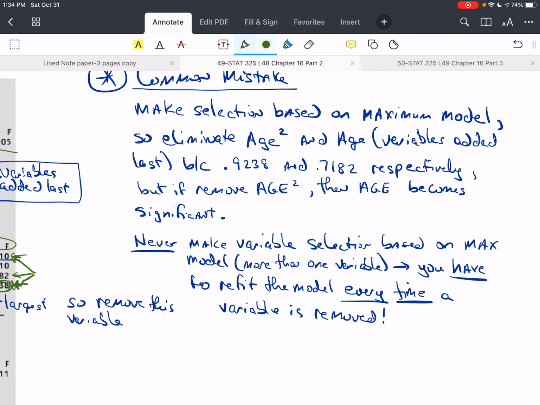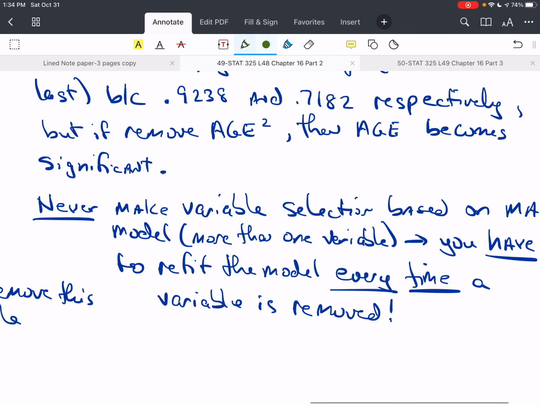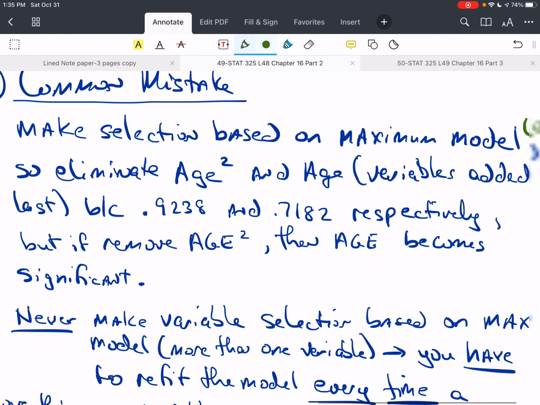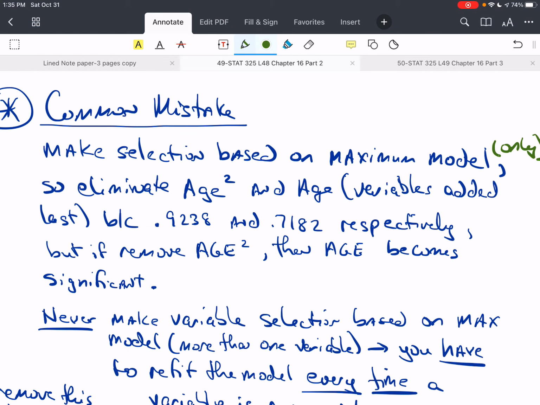You're making the selection based on the maximum model, and I should say, oops, sorry about that, only using the maximum model, so they don't refit anything. So in this case, normally we don't remove the intercept, but instead of just removing age squared, they'd remove age as well, because age squared has a p-value of this, and age also has a p-value that's much higher than 0.1. However, when we remove age squared, age becomes significant statistically.